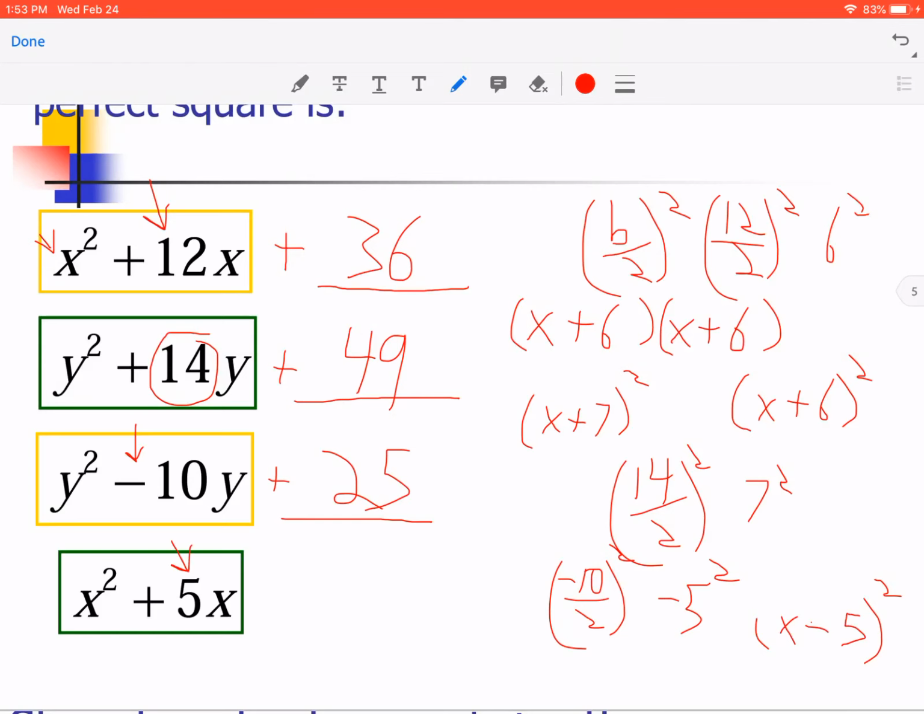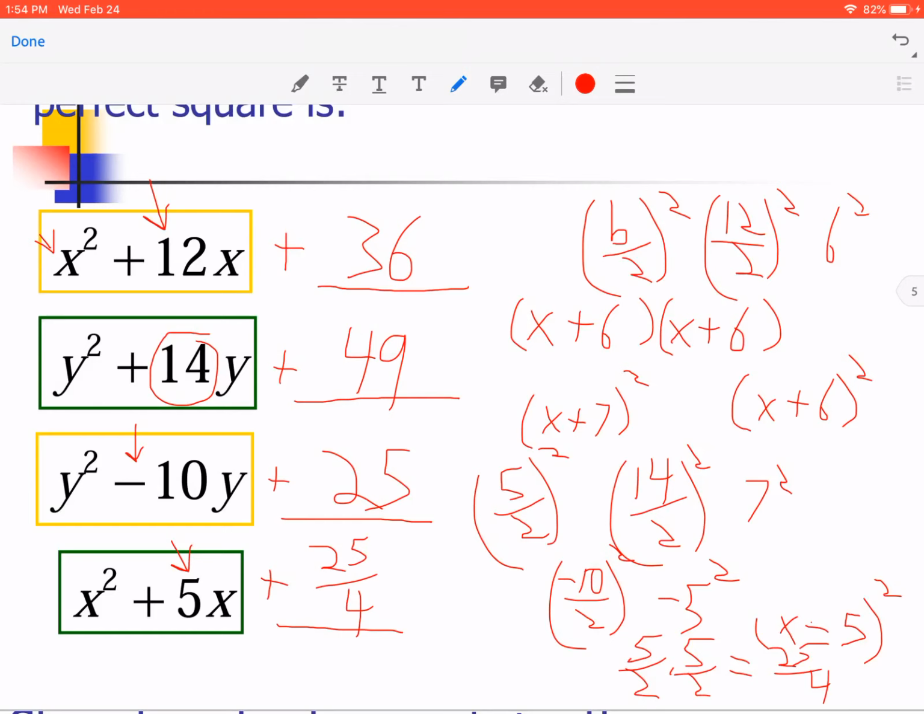Even if on the last one you get an odd number, it does not matter. Simply take B and divide it by 2, leave it like that, and then square it. Well, 5 over 2 squared means 5 over 2 times 5 over 2. So I'm running out of room here, but 5 over 2 times 5 over 2 is 25 over 4. That is a perfect square.